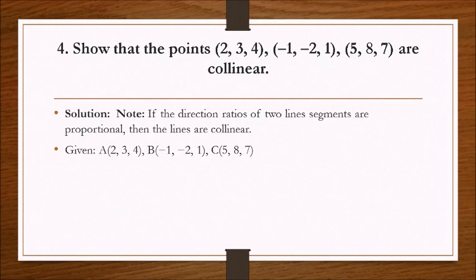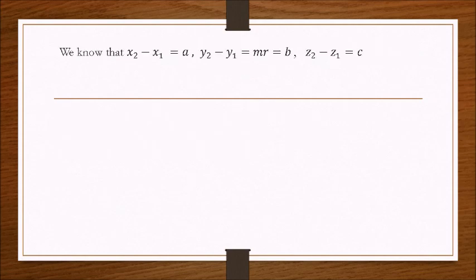So now let us find the direction ratios. We know that if the line passes through 2 points x1, y1, z1 and x2, y2, z2, then we get the direction ratios: A equals x2 minus x1, B equals y2 minus y1, and C equals z2 minus z1.